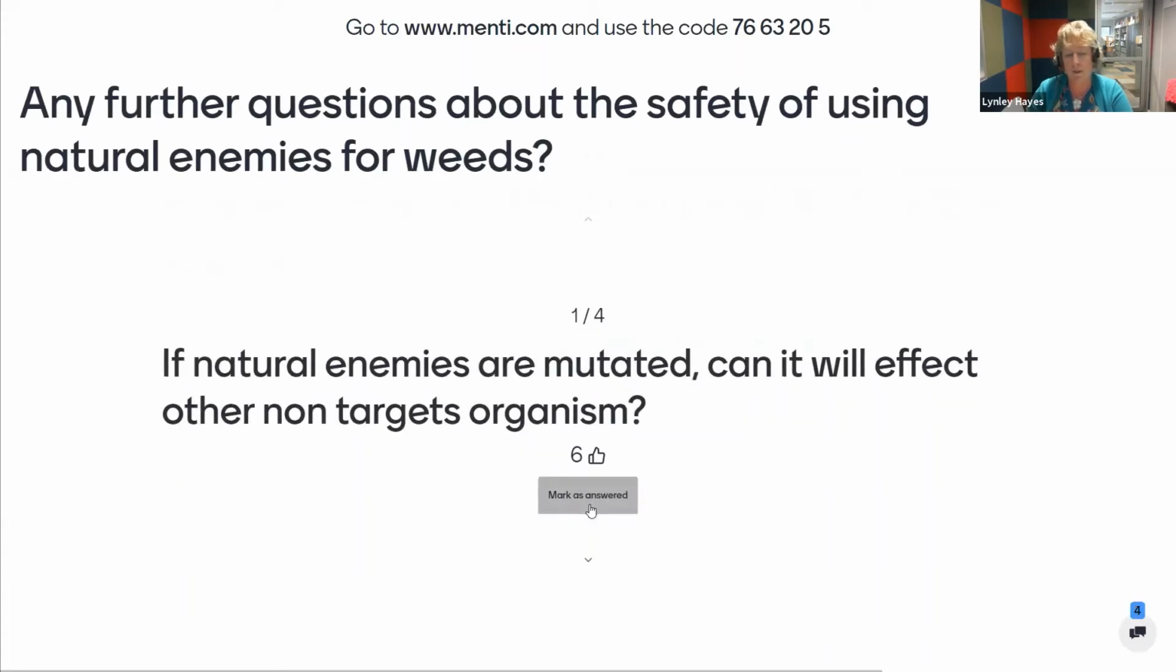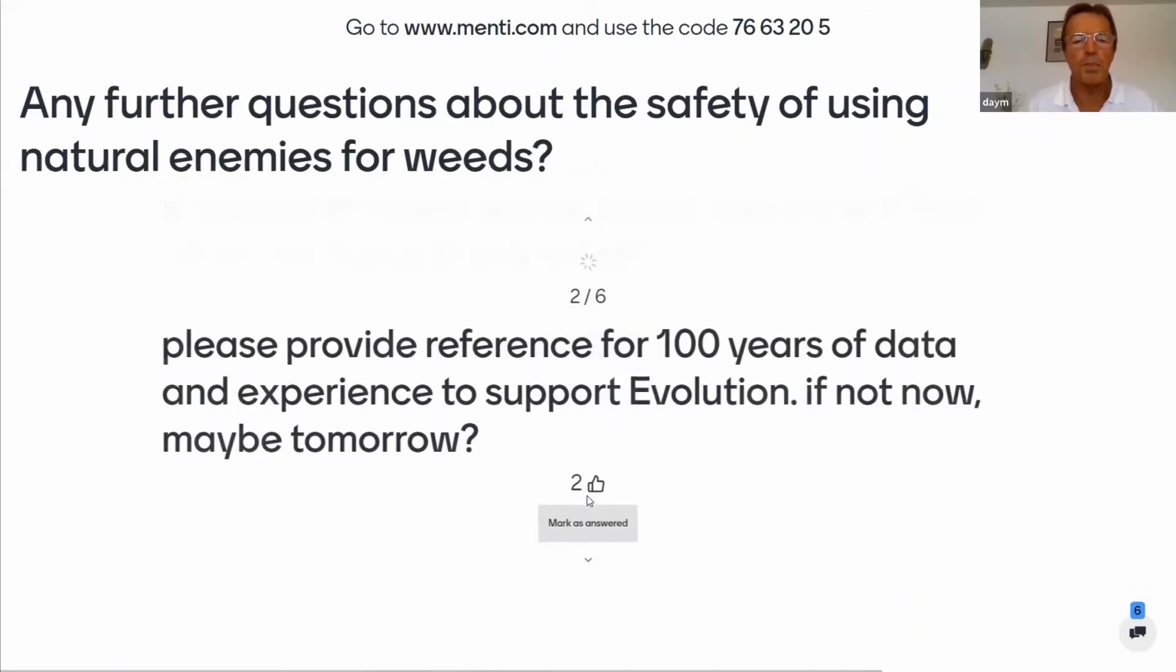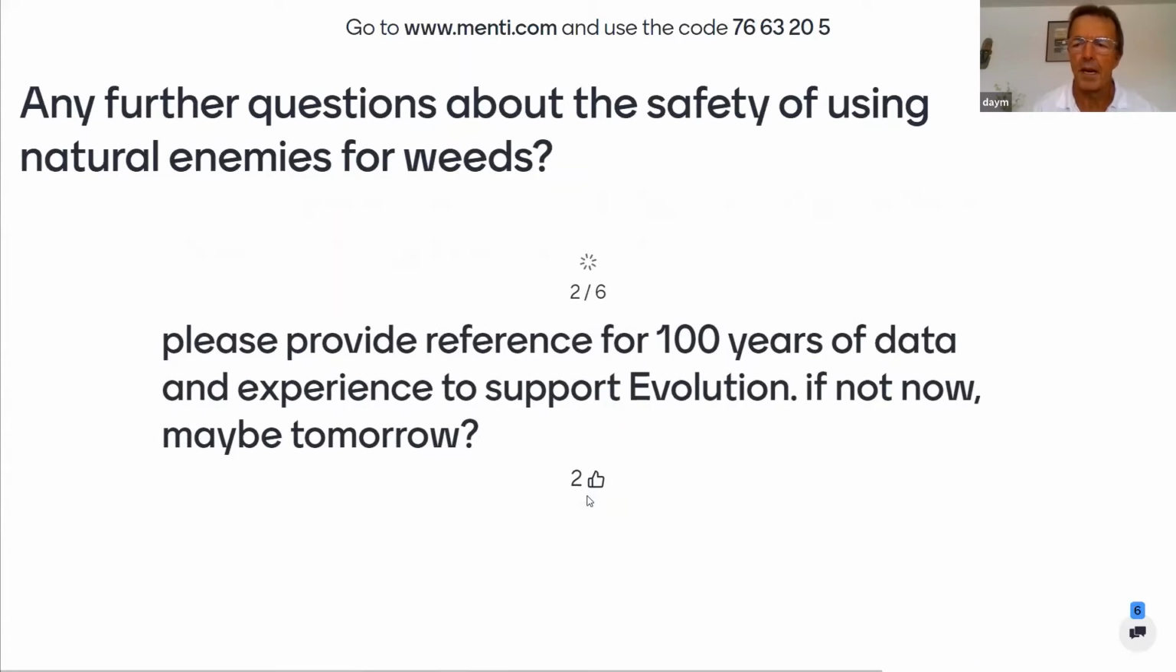If natural enemies are mutated, can it affect other non-target organisms? Now, as I explained, if a mutation arises, it doesn't persist. Just one individual will get a mutation and that will die with that individual. It won't be passed on. I think it's worth mentioning a little bit more about mutations, because it comes up a lot, and so does evolution. Yeah, thanks, Mike.